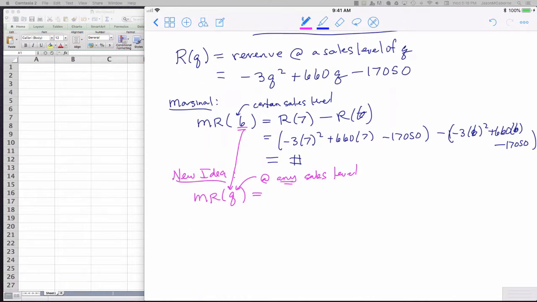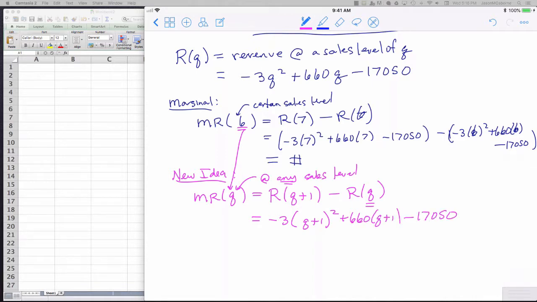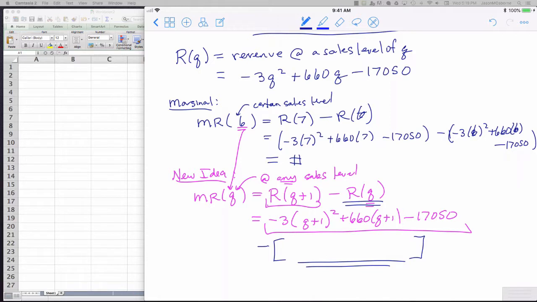Okay, so the definition of marginal revenue is we need to find the revenue at a sales level that's one more than the sales level that we're looking at, Q. Okay, and we need to put in the revenue at Q plus 1 minus 17050, and that is the revenue at Q plus 1 items. We then need to compute the revenue at Q and subtract it out. So the revenue at Q is minus 3Q squared plus 660Q minus 17050.